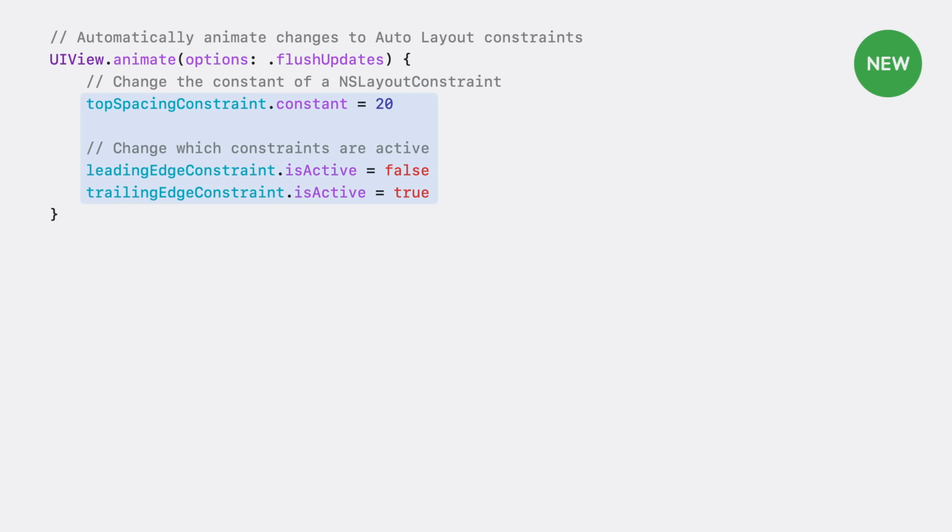Here is an example of using it to animate auto layout constraint changes automatically. In the flushUpdates closure, I set a new constant to one of the existing constraints, and also activate and deactivate other constraints. Dependent views animate to their new positions and sizes automatically.